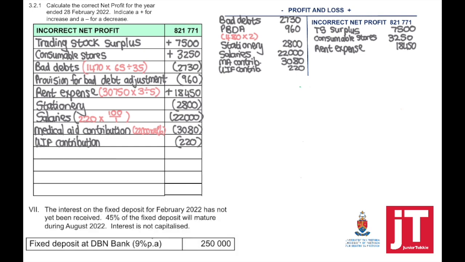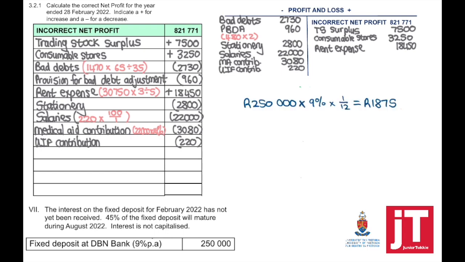The interest on the fixed deposit for February 2022 has not yet been received. 45% of the fixed deposit will mature during August 2022. The interest is not capitalized. This means that interest is outstanding for 1 month. The total fixed deposit amount is 250,000 and interest is calculated at 9% per annum. 1 month is still outstanding. That's the first part which I need to calculate.